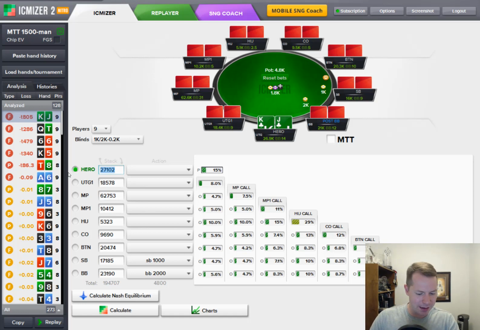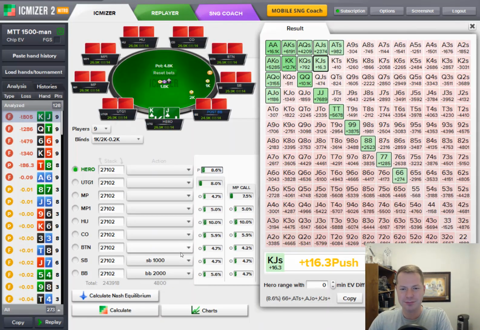Interestingly enough, let me copy my chip stack and give that chip stack to everyone and see what we should do. This is the kind of thing you can do very easily on ICMizer. You click Calculate, and now, as you see, it still says we can push this King Jack suited for a tiny profit, right? So me not paying attention to the stack sizes resulted in me making a fairly large error. 805 chips is quite a big error, right?